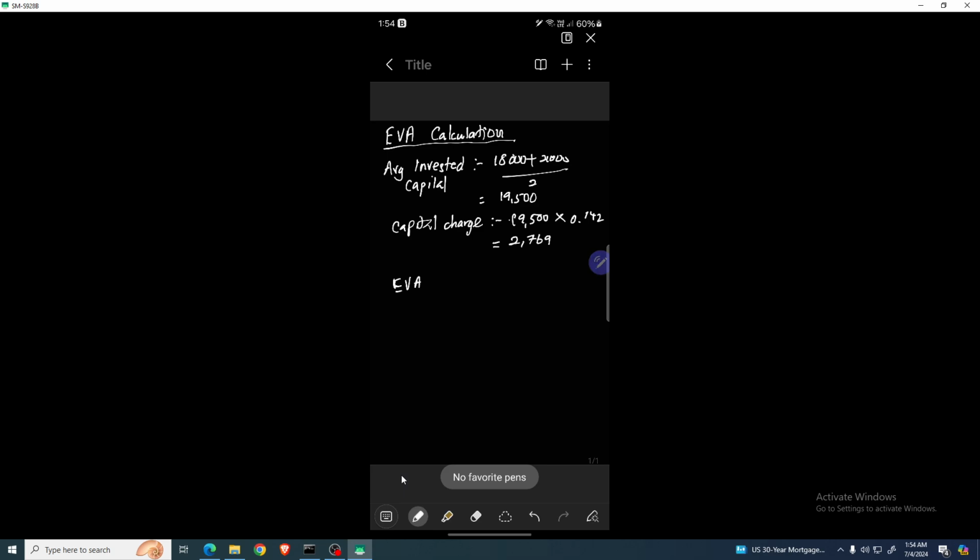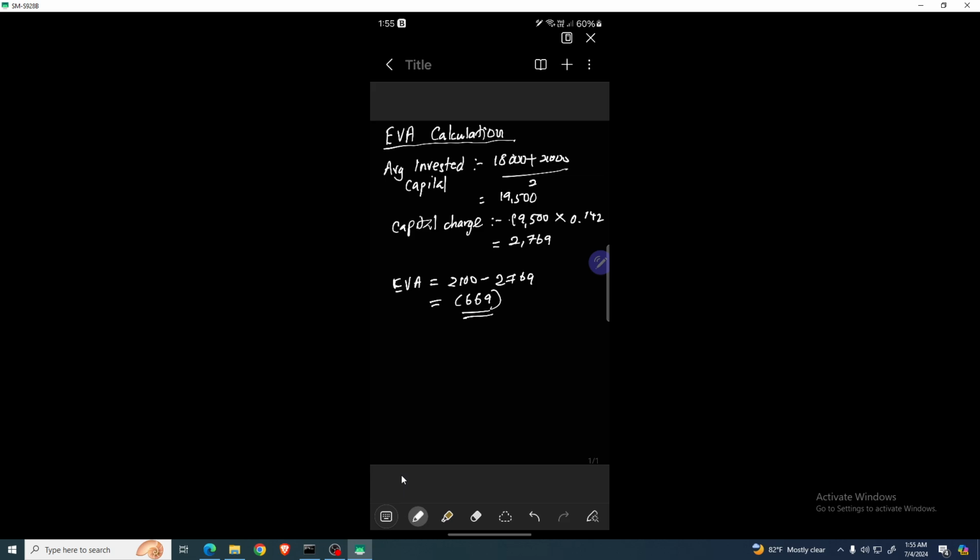EVA is going to be NOPAT minus capital charge. NOPAT is 2,100. Capital charge is 2,769. So we are essentially coming up with a negative value of 669. So our economic value added is going to be a negative value.